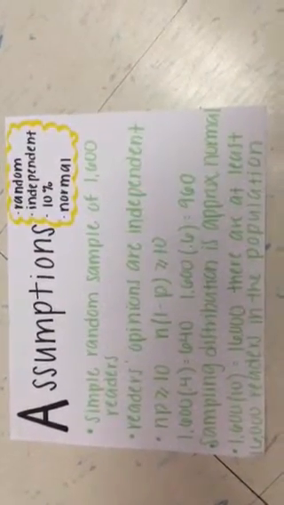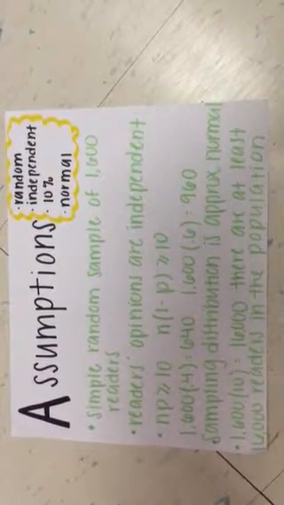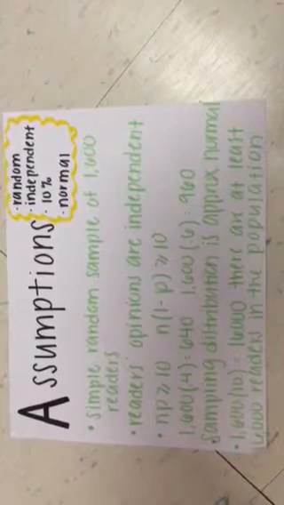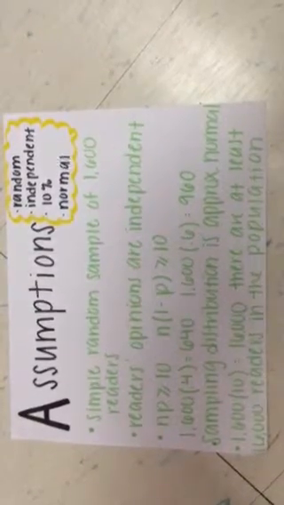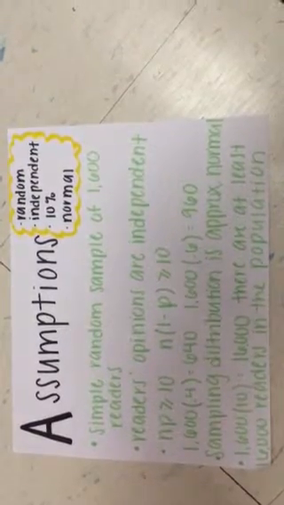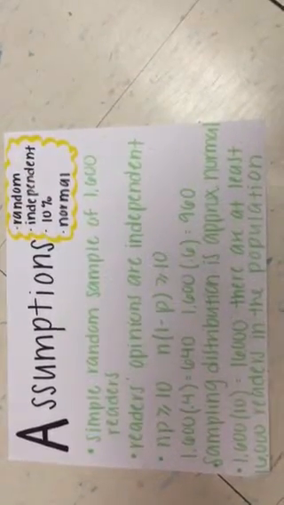Now A, for assumptions. Remembering that the conditions are the normal condition, the independent condition, the 10% condition, and the random condition. The random condition is the simple random sample of 1,600 readers. Readers' opinions are independent, which represents the independent condition. Now for the 10% condition. 1,600 times 10 equals 16,000. There is at least 10 times the sample of readers in the population. And lastly, the normal condition. n times p and n times 1 minus p must be greater than or equal to 10, which shows that the sampling distribution is approximately normal, as shown here.